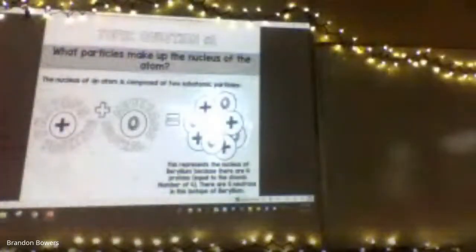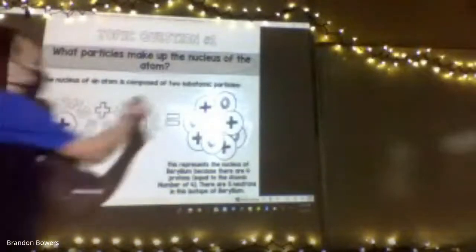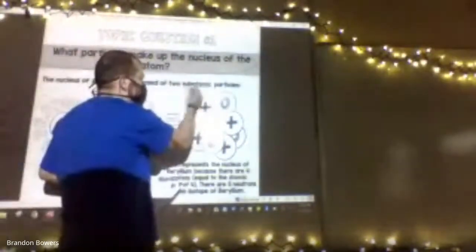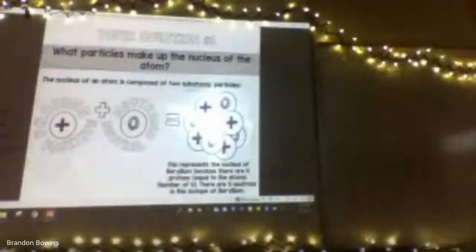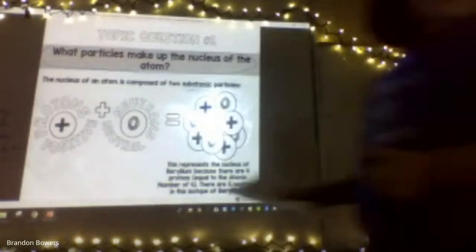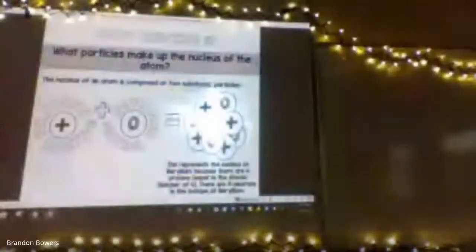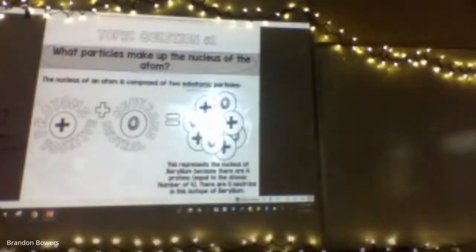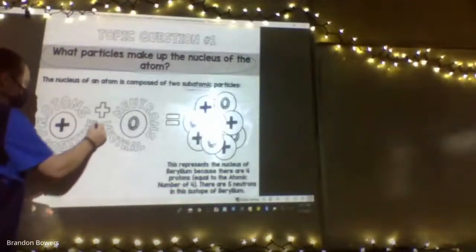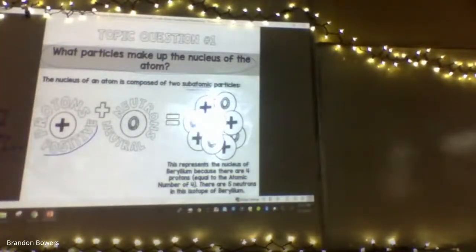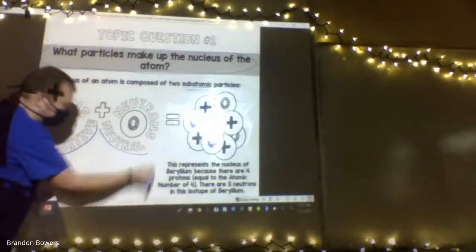Where it says the nucleus of an atom is composed of 2 subatomic particles, you're going to fill in subatomic particles. Let's see, what else do we need to fill in? Protons. The charge of protons is positive. The charge of neutrons is neutral.